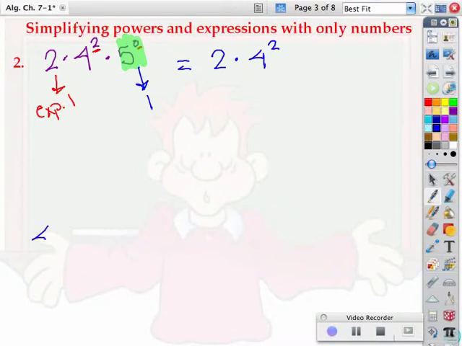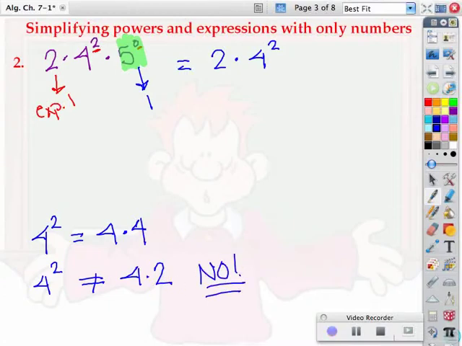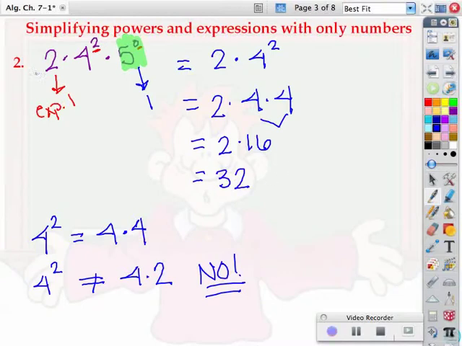Remember that 4 squared means 4 times 4. 4 squared does not equal 4 times 2. Okay, that is not how it's done. So what we have here now is 2 times 4 times 4. We know that 4 times 4 is 16, so we have 2 times 16, and that would be 32. So again, this right here is the expanded version, and when we simplify it, we get just the number 32.